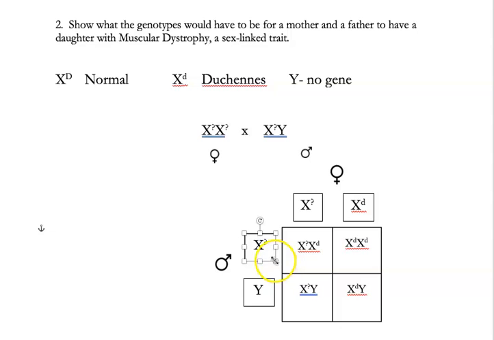Now, here's the question. What would dad have to have? In order to get this, dad would have to have a little XD. And that means dad would actually have to have the Duchenne's disease. And the truth is, because the disease is such a terrible disease, males with Duchenne's don't often have kids. All right, so it's kind of a tricky question there. The third question is about colorblindness, which is sex-linked as well. But I'm going to let you guys do that yourself.